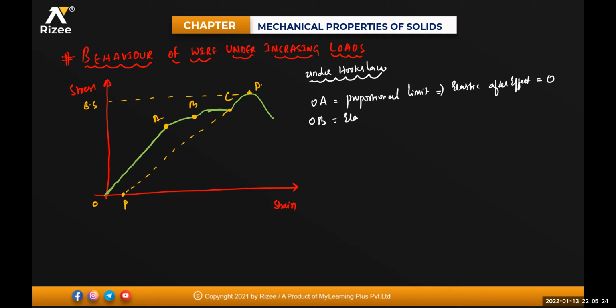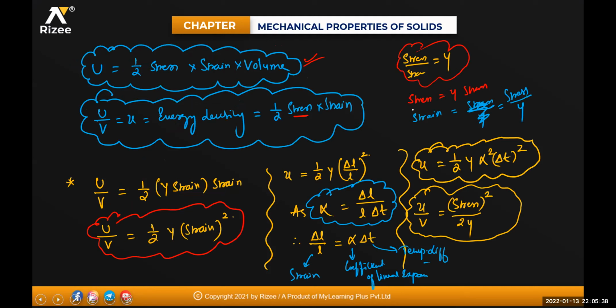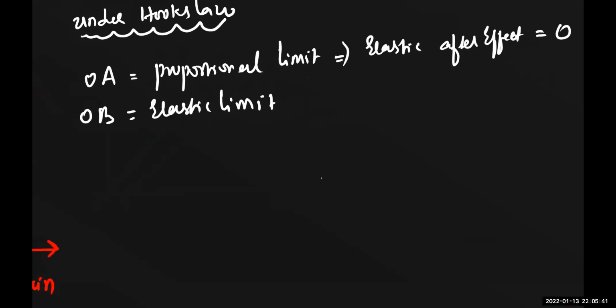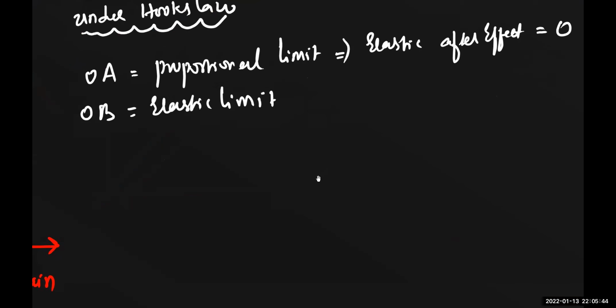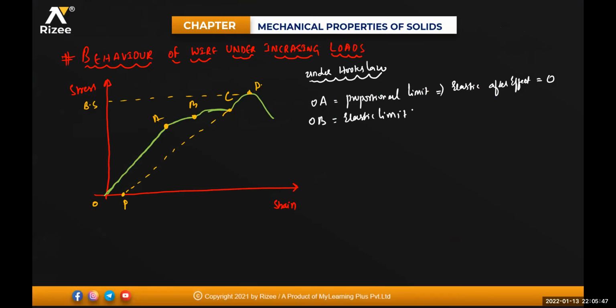O to B is known as what? Elastic limit. O to B is known as elastic limit, isn't it? That means A to B will be equal to how much? A to B is your elastic after effect. After effect is also 0 because up to A to B it will try to change the shape, but once you remove the external force it will come back to the original position.